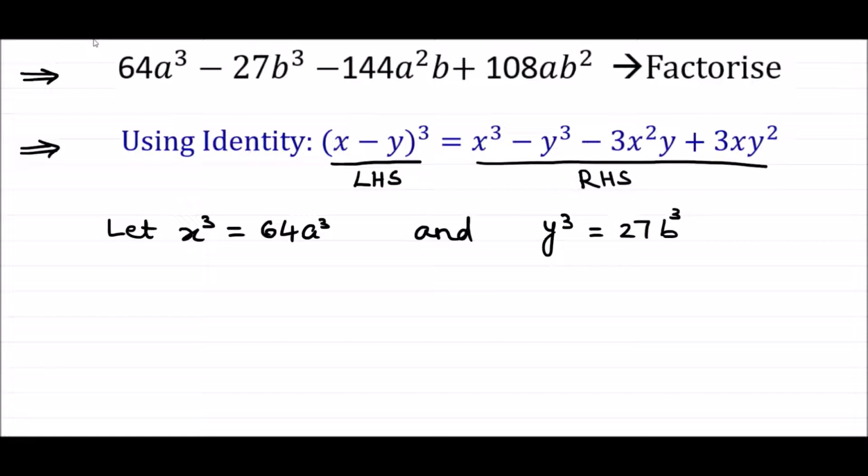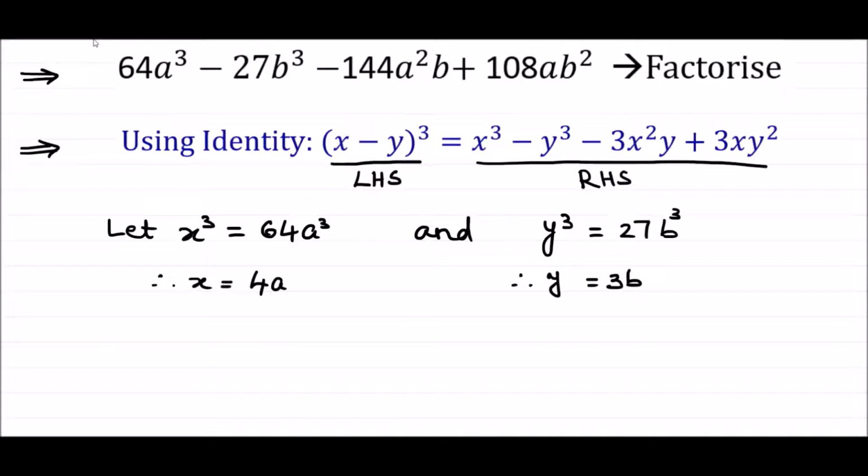If x cube is equal to 64a cube, I can write x is equal to, how? 4 4 is 16, 16 4 is 64. That means x is equal to 4a. Similarly, if y cube is equal to 27b cube, then y is equal to 3b. How? 3 into 3 into 3 is 27, b into b into b is b cube. So we got the values of x and y.